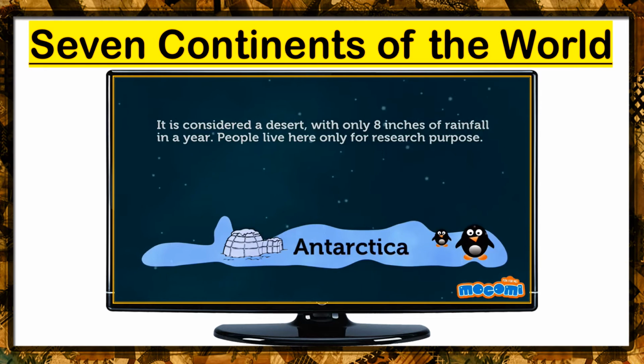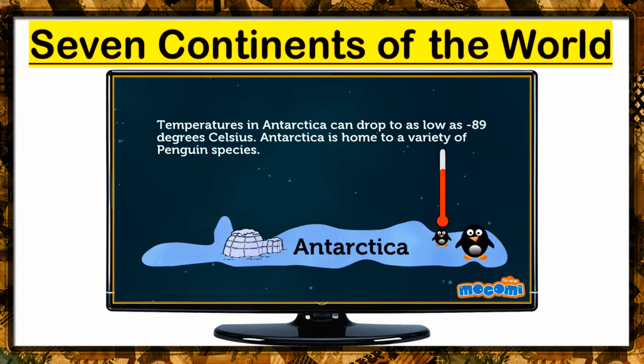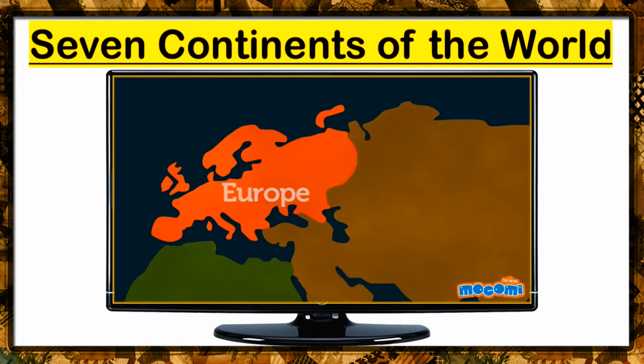People live here only for research purposes. Temperatures in Antarctica can drop to as low as minus 89 degrees Celsius. It is home to a variety of penguin species.